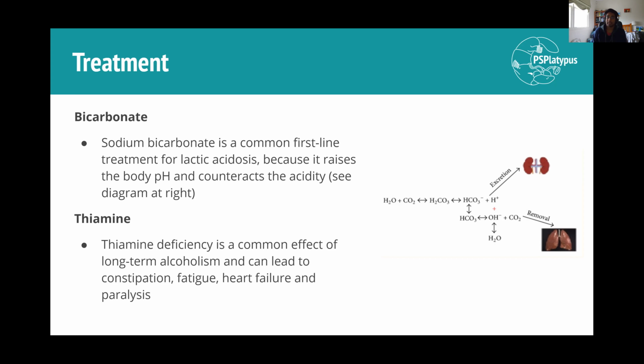So when we don't have enough thiamine, commonly we can have things like constipation, fatigue, and more uncommonly, in more acute and severe cases, we can have heart failure and paralysis. So obviously it's a pretty big deal if we get those. So we want to avoid that. So we give the patient thiamine. Usually if they have a drip for something like an IV, we'll add thiamine to that to try and counteract it.